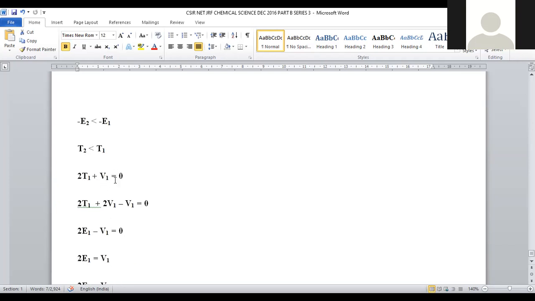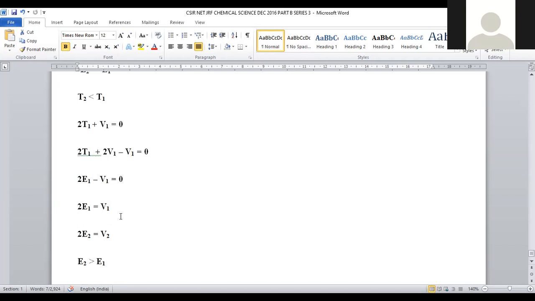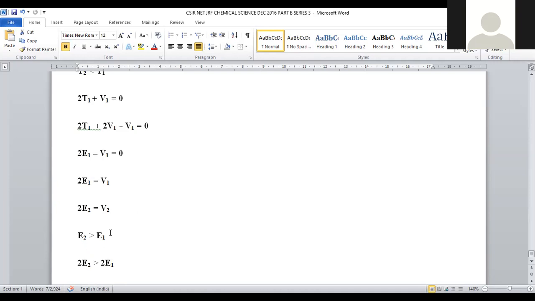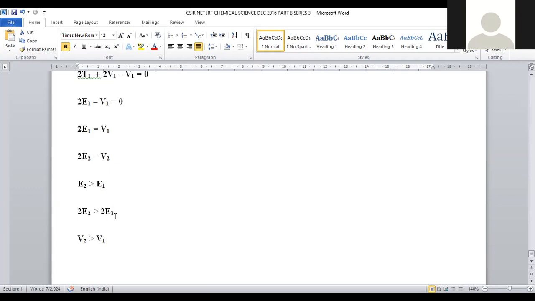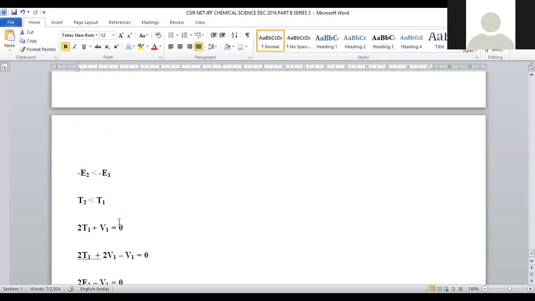Now 2T1 plus V1 is equal to 0. In this equation, we substitute this value. 2T1 plus 2V1 minus V1 is equal to 0. Then 2E1 minus V1 is equal to 0. Taking minus V1 to this side, 2E1 is equal to V1. 2E2 is equal to V2. Hence, we can clearly say E2 is greater than E1, so 2E2 is greater than 2E1. Then finally, V2 will be greater than V1.